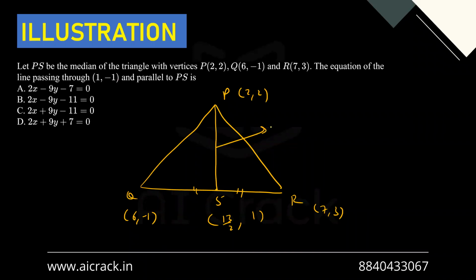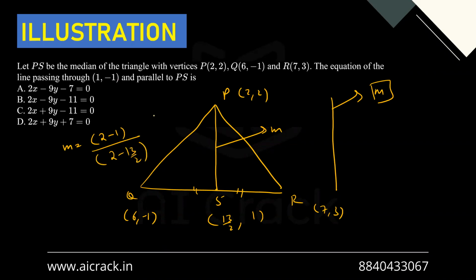So basically we have to find out the slope of this one and we have to find out the equation of this particular line which is parallel to PS. So this will also be having a slope m. So for m, we'll be calculating from here. So m would be (y2 minus y1), that would be 2 minus 1, divided by (x2 minus x1), that would be 2 minus 13 by 2. So that would give me 1 upon minus 9 by 2. So 2 goes over here. So m equals to minus 2 by 9 for this new equation. Now this also passes through (1, -1).